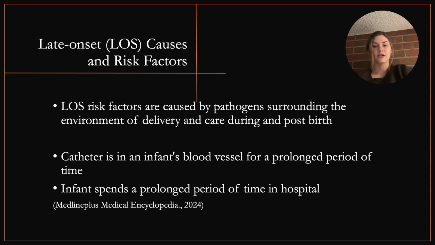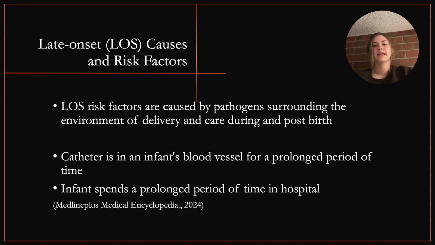Finally, I will be discussing the late onset causes and risk factors. These are different from the early onset factors because these are caused by pathogens surrounding the environment of delivery and care during and post-birth. So one of the risk factors is if a catheter is in an infant's blood vessel for a prolonged period of time. Catheters allow for bacteria to directly enter the bloodstream without interacting with the body's natural defenses prior. So proper catheter care is extremely important to prevent direct infection as well as biofilm production.